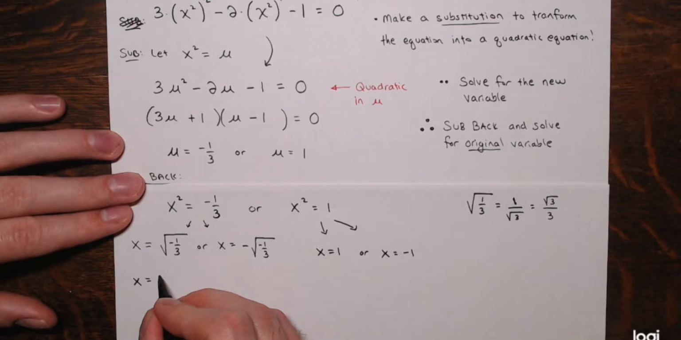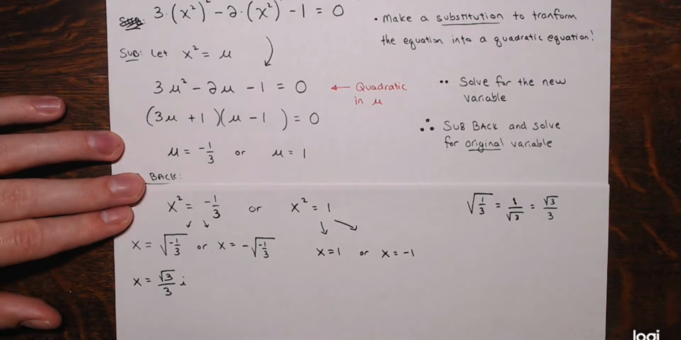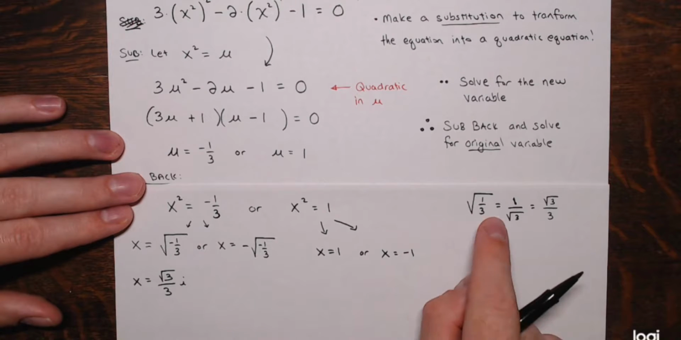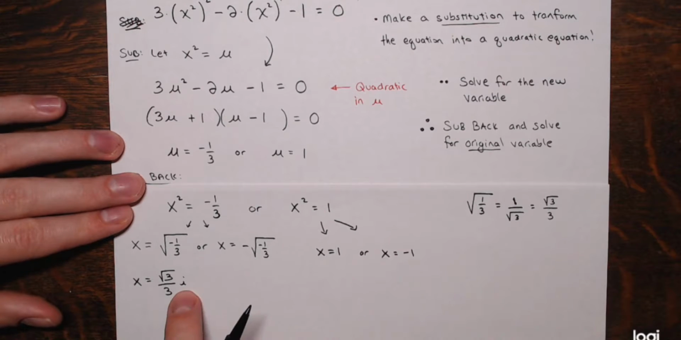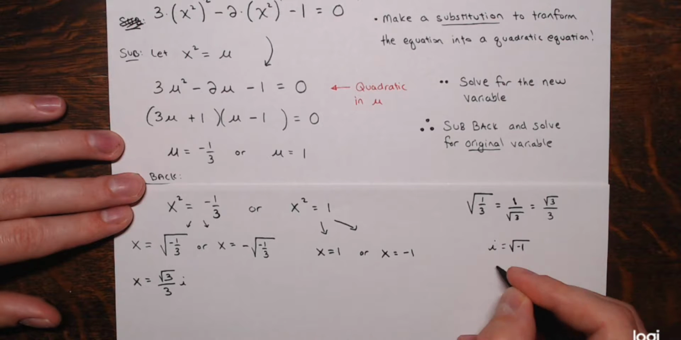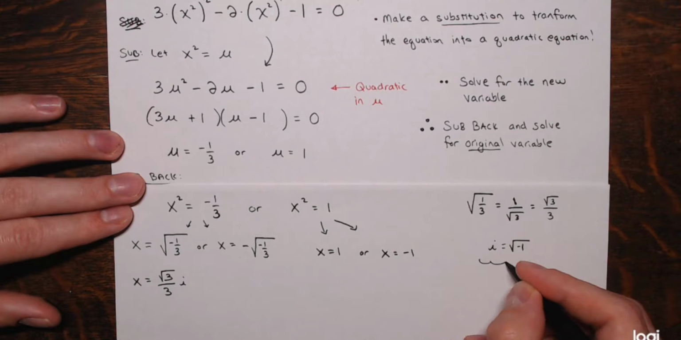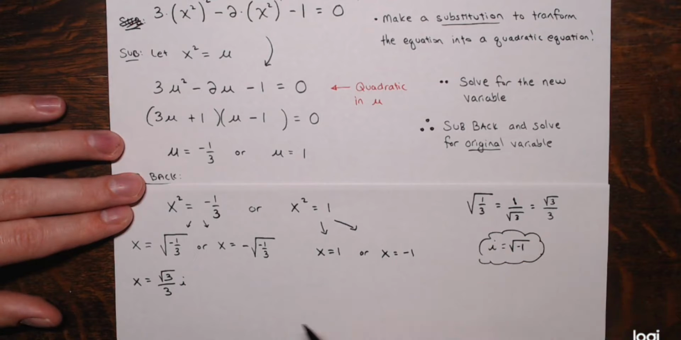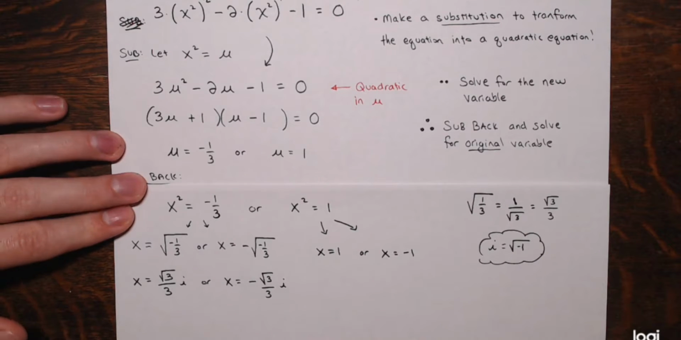So here we have the square root of 3 divided by 3, times i. Hopefully you remember how to rewrite the square root of a negative as just the square root of the positive, times this i. And remember that i is the principal square root of negative 1. Don't forget that. Or x equals negative that, negative square root of 3 divided by 3, times i.